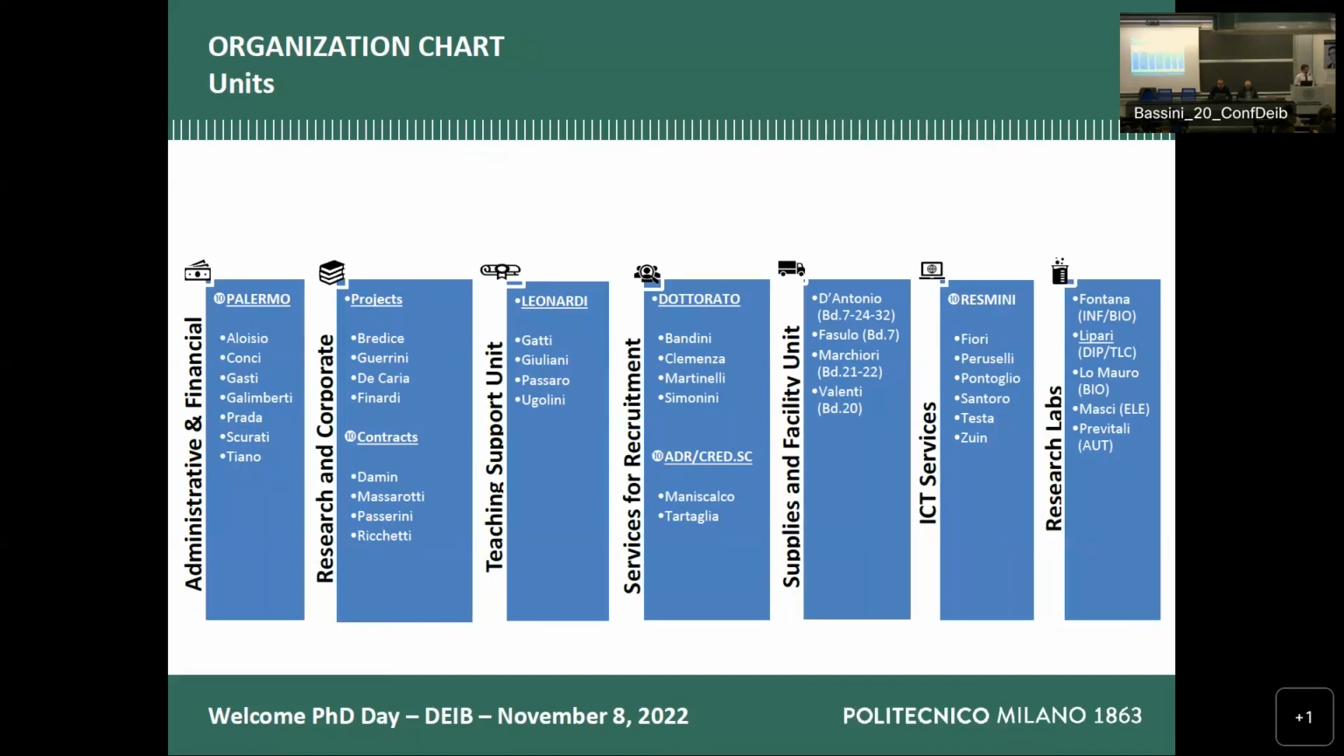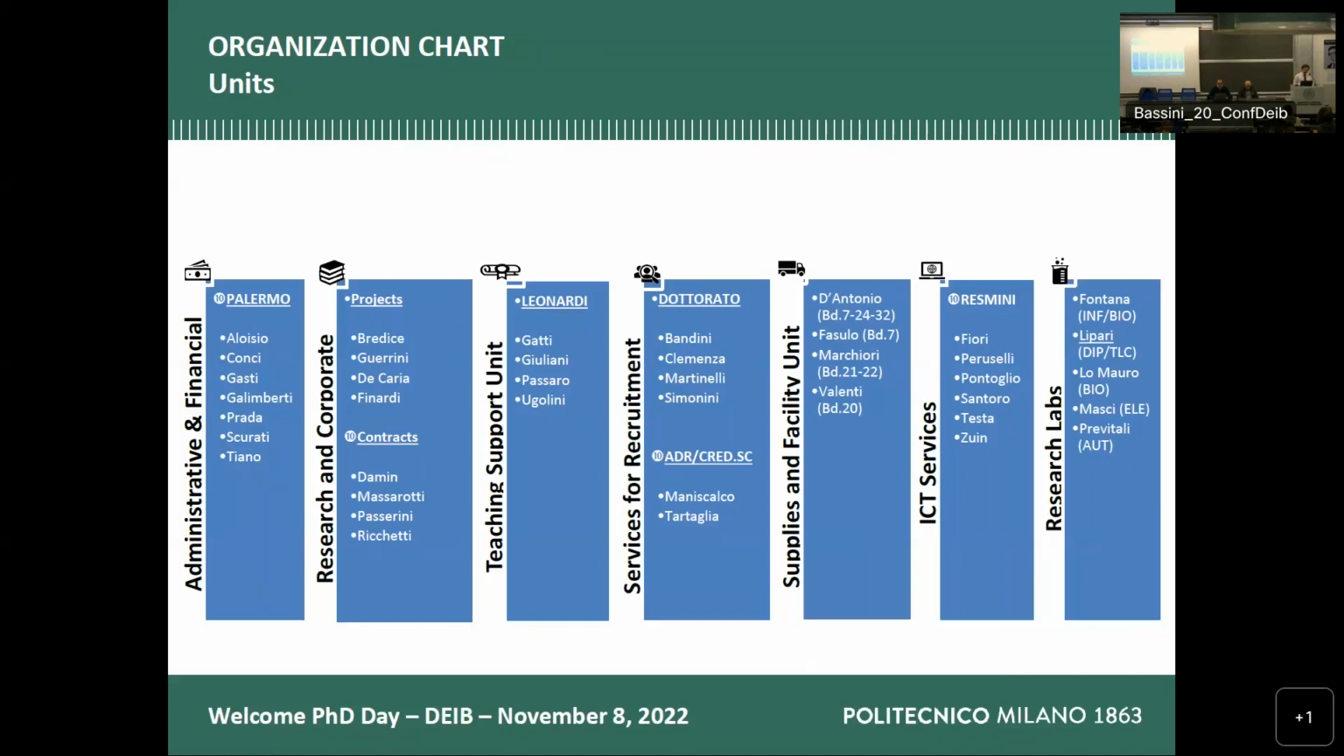Then we have a unit related to research and corporate, the unit that is in charge of managing projects and contracts. A teaching support unit that is in charge of supporting the professors and the researchers for teaching activities. Also, we have services for recruitment. In particular, we have the PhD secretariat inside this unit, and also a unit that manages the fixed-term researcher contracts. We have a kind of fixed-term research position called assegni di ricerca, that is a temporary contract for a young researcher.